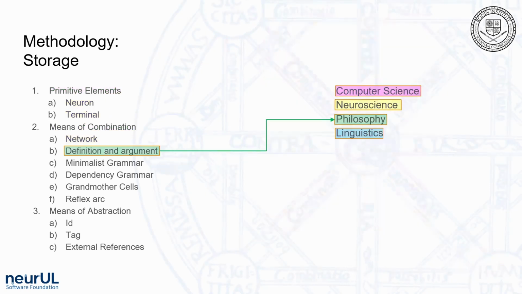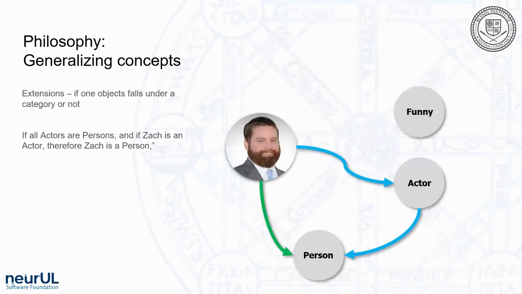Another way of combining primitive elements is taken from the concepts of extensional definitions and arguments in philosophy. For example, an extensional definition is an object that falls under a certain category. Here, we can say that Zach is an extension of an actor, while an actor is an extension of a person. Considered as statements of a deductive argument, we can conclude that Zach is a person.